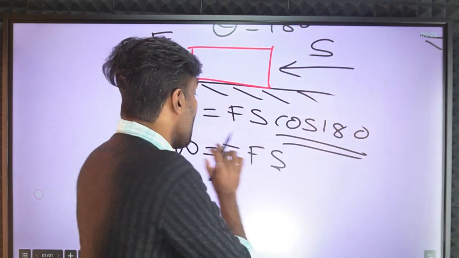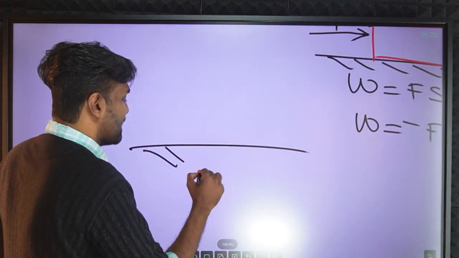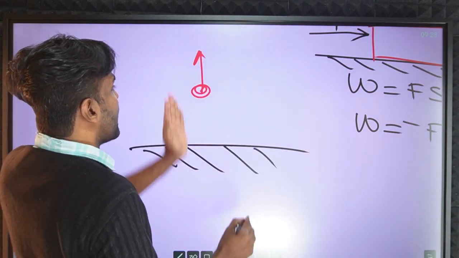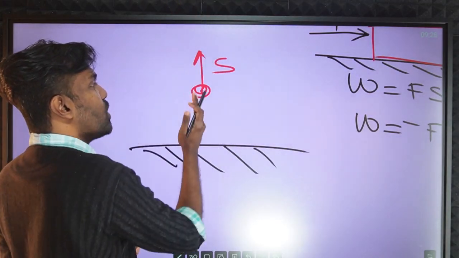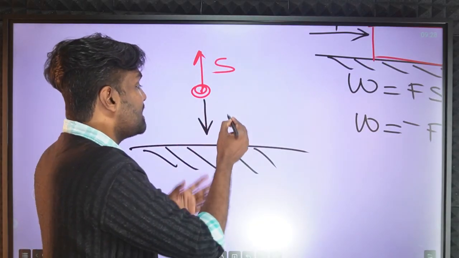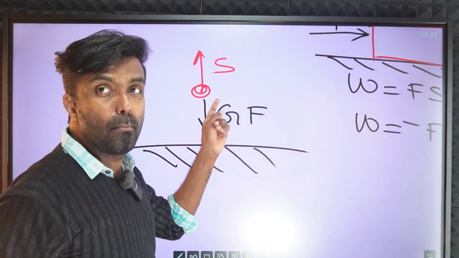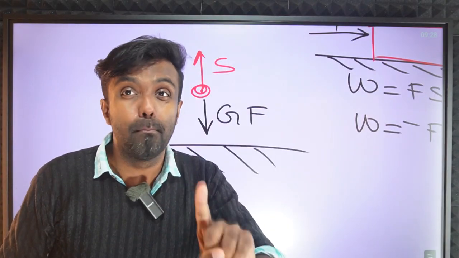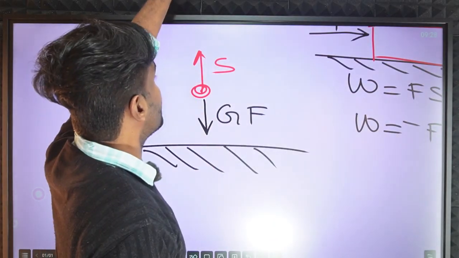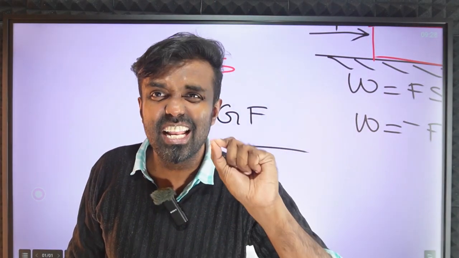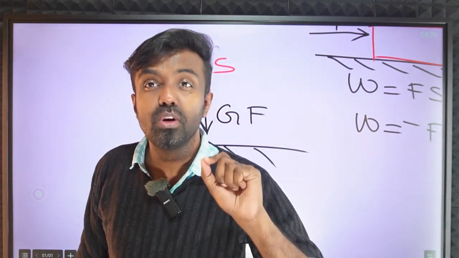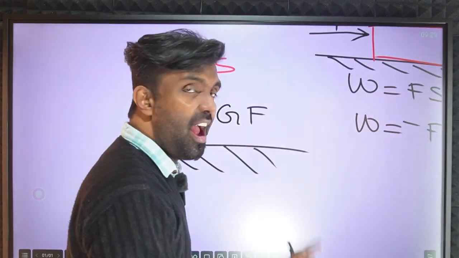But guys, every object is attracted by the earth. Please consider this as the earth, guys. If the object moves in the upward direction, the displacement is in the upward direction. But the same object is attracted by the earth, that is, gravitational force is acting on the body in the downward direction, but the body is moving against the gravitational force in the upward direction. So work done by the gravitational force here is negative. Work done by the gravitational force is negative, guys. That's it.